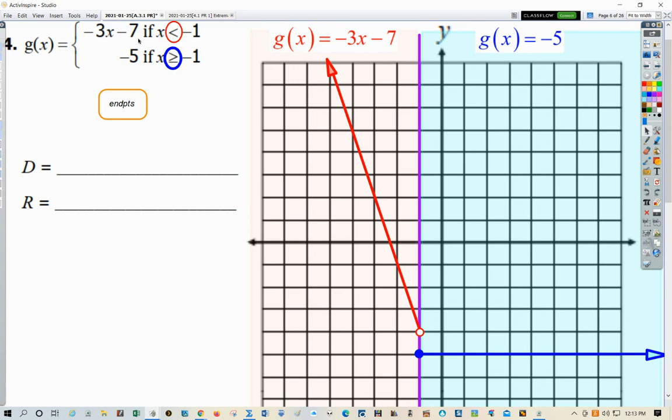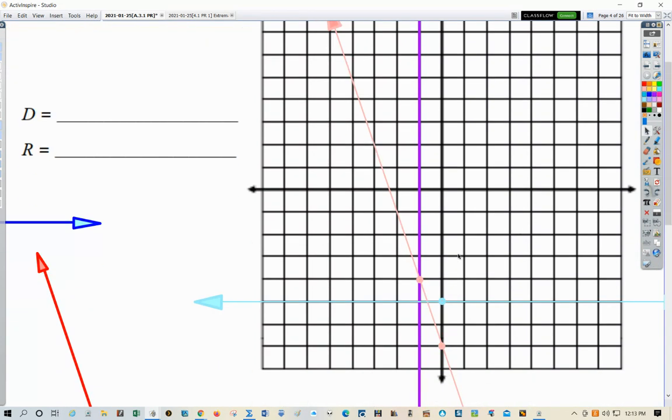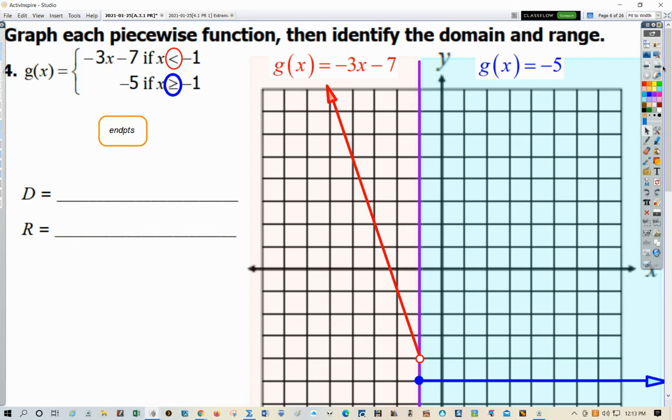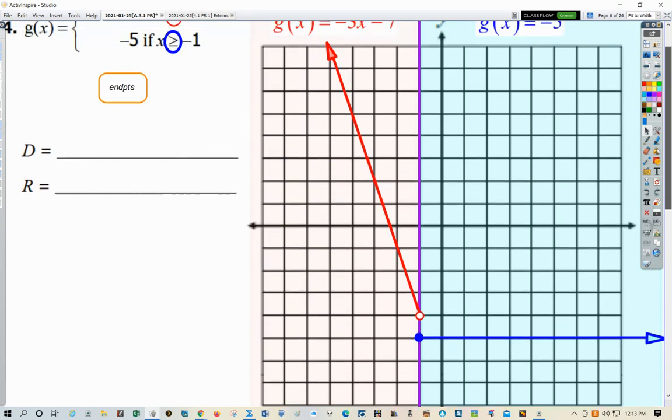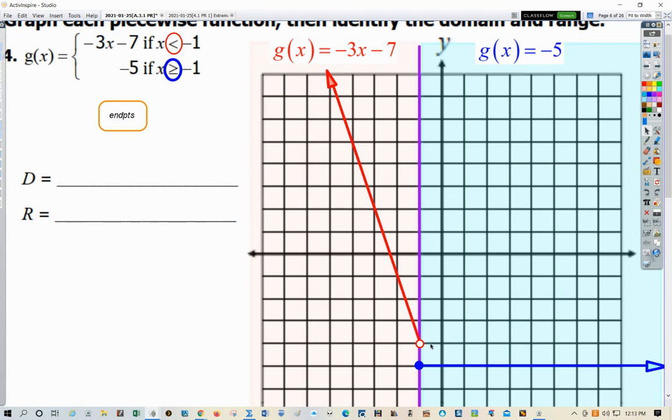We graph the red piece, which is this line that we established, right? It had a y-intercept of -7 and a slope of -3. And so the graph of that red piece looked like that, right? There was our y-intercept, and then we used a slope triangle to get another point. We connected and extended. The graph of the blue piece was just the horizontal line at -5, but we can only keep the part of the red line that is to the left of our boundary at x equals -1, and we have to have an open endpoint because we're not including -1.